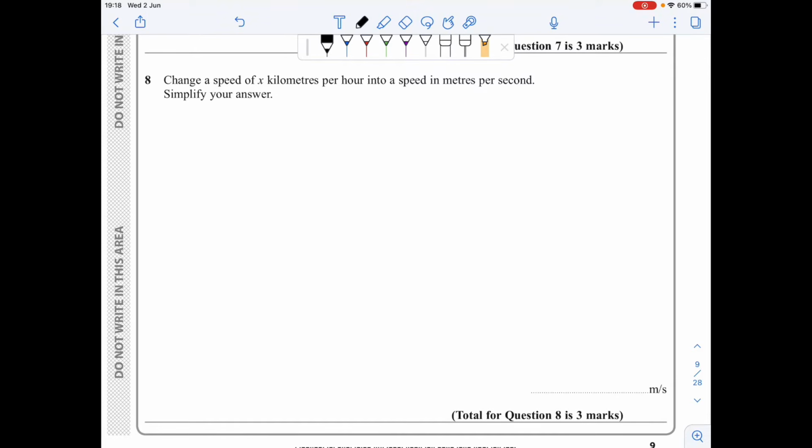For question 8, I've got a speed of x kilometers per hour, so that is x kilometers over 1 hour. I need to change this into meters per second. Now to convert kilometers into meters, I will just multiply by 1000, and to change hours into seconds, I will multiply by 60 squared. So this will be 1000x over 3600, and if I simplify this, I will get 5 over 18 x.